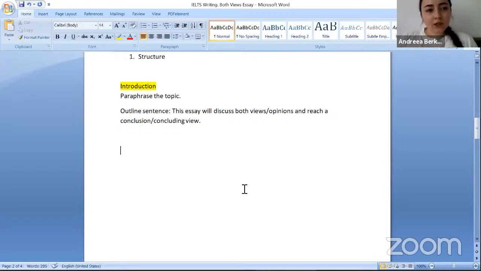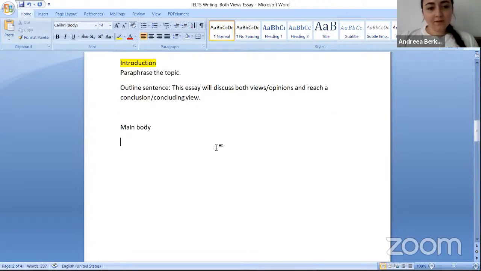Okay, so the introduction is supposed to be written pretty fast, as you can see. You have a paraphrase and an outline sentence, that's it. Now, we go to the main body of the essay. And the first paragraph here is, of course, about the first opinion.